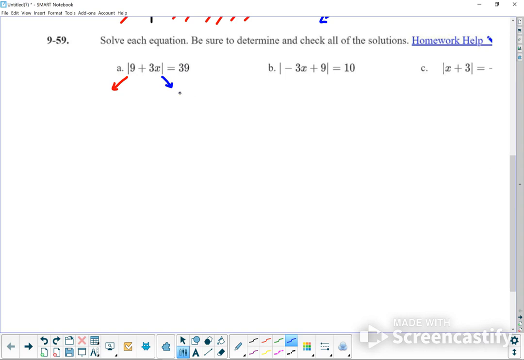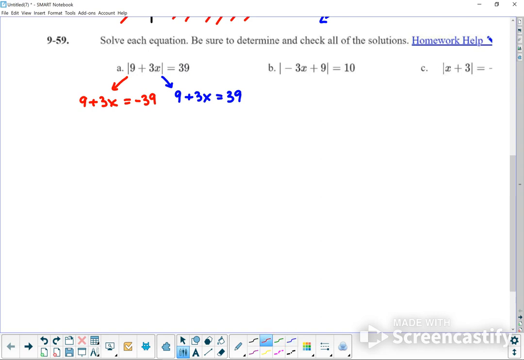I usually start with the positive, and I copy it exactly the same way. No bars, though, no absolute value bars, and just copy everything the way it is. The other one, the negative one, I'm going to copy, no bars, except I'm going to be using negative 39. And this is an equality, so it will still be an equal, but just negative 39. Then I'm going to solve each one separately.